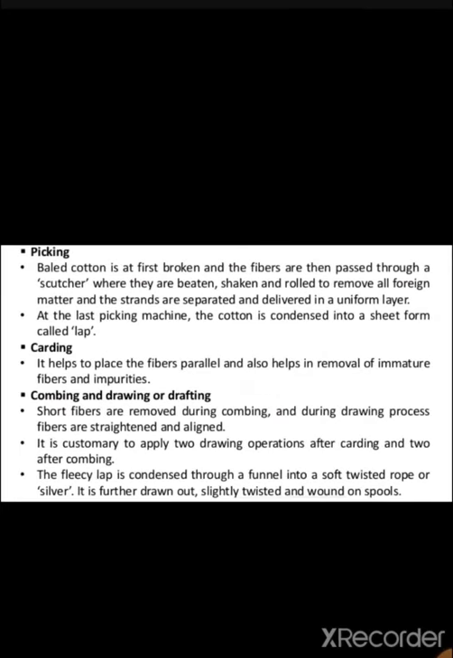The next process is picking. Baled cotton is at first broken, and the fibers are then passed through a skewer where they are beaten, shaken and rolled to remove all foreign matter, and the strands are separated and delivered in a uniform layer. At the last picking machine, the cotton is condensed into a sheet form called lap.